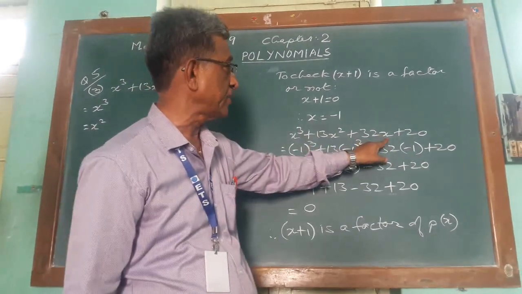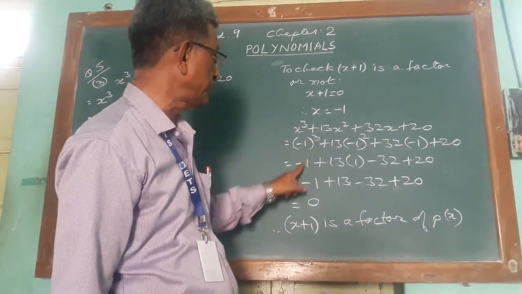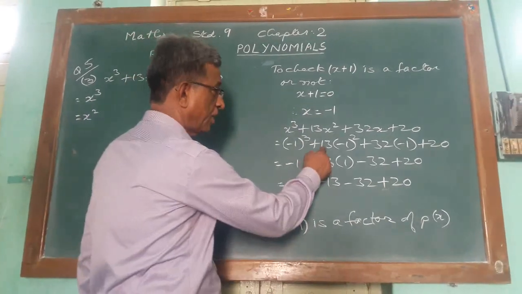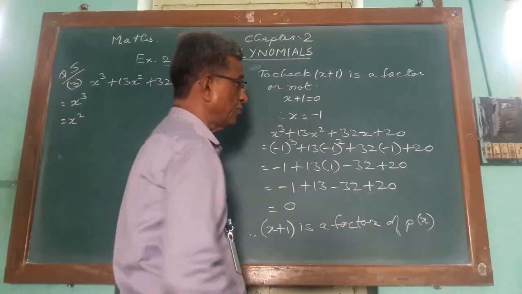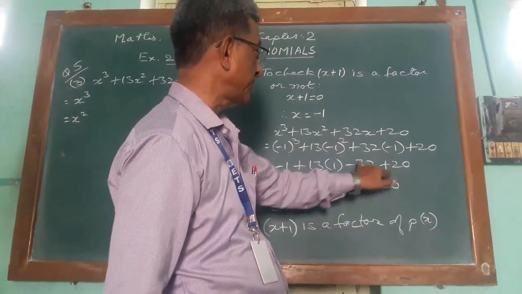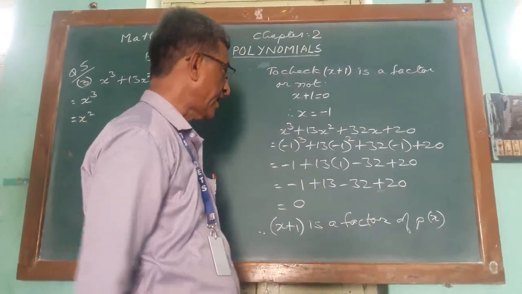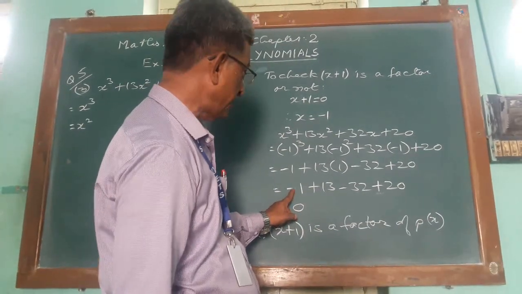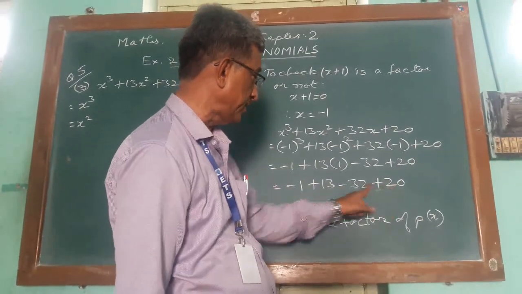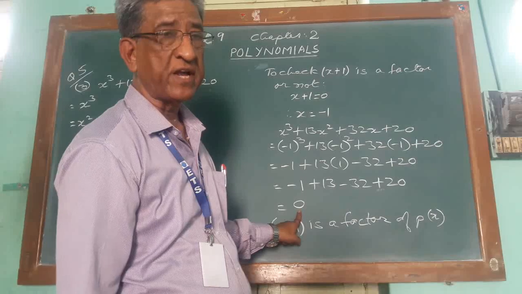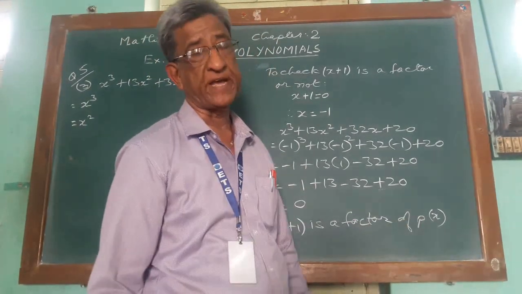Put minus 1 in place of x. Now simplify. Minus 1 cube gives you minus 1, plus 13 into minus 1 square, which is 13 ones are 13, plus 32 into minus 1, minus 32, plus 20. Now if you simplify, minus 1 plus 13 minus 32 plus 20 gives you 0. As you are getting 0, you can say that x plus 1 is a factor of p(x).